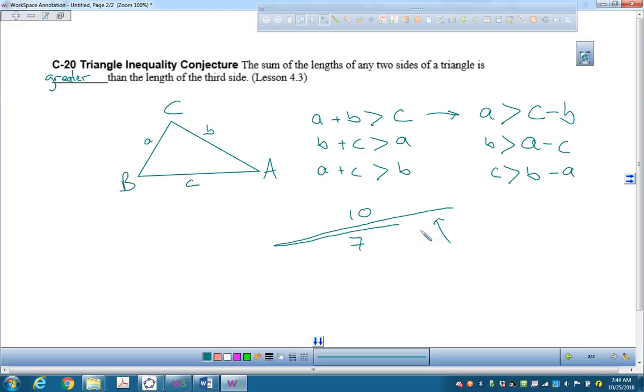How long does this third side have to be at least to make a triangle? It has to be bigger than the difference, right? It has to be bigger than 3, because if it's 3, it's just going to make a straight line. But if it's less than 3, it's not going to reach. If it were like 2, it wouldn't connect. It'd be like the drawbridge.